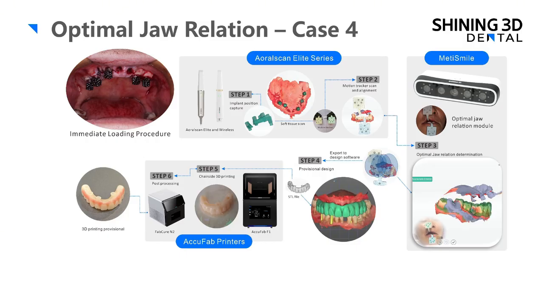After that, we can export the healthy bite, or the new upper and lower jaw relationship, to the design software to design the temporary for this patient. The STL file can also be printed using Shiny 3D's resin material, AccuFab F1, for this patient. For this case, we're also using the FabCure N2 to get a polished look of the temporary. You can see the 3D printed temporaries of this patient on the left side of this page.